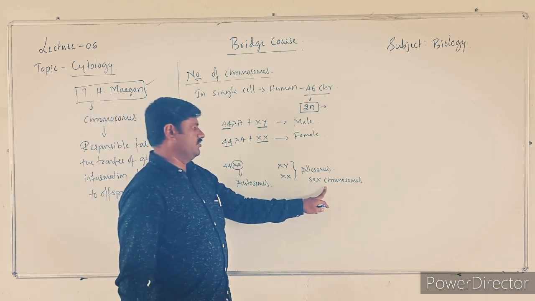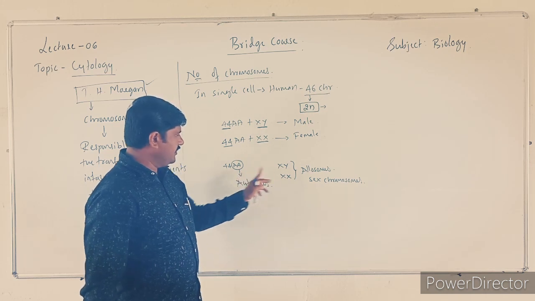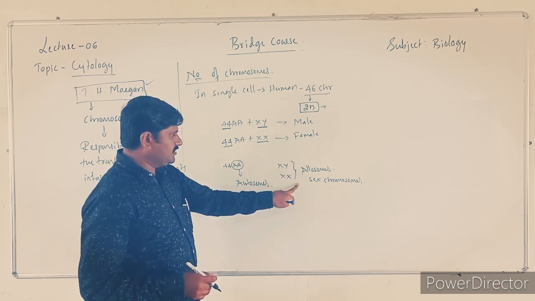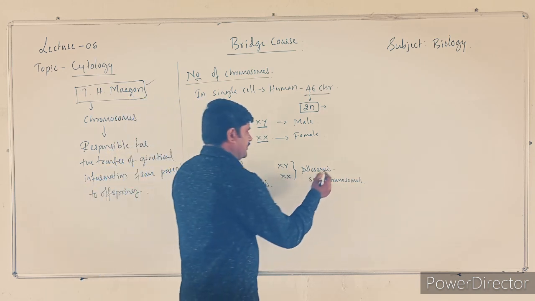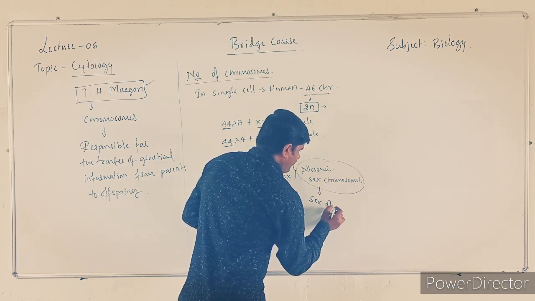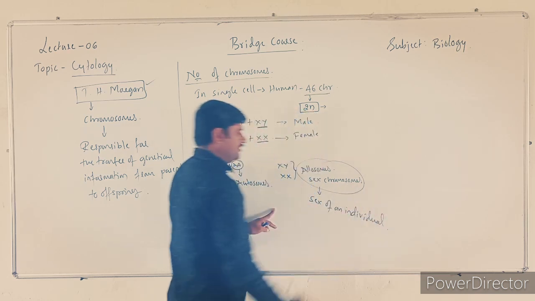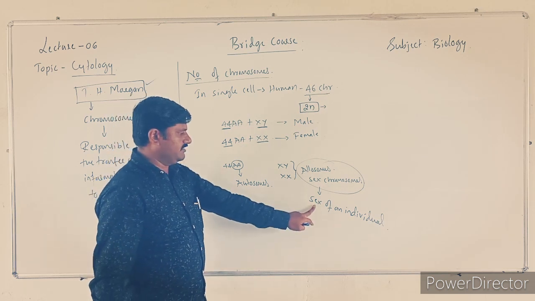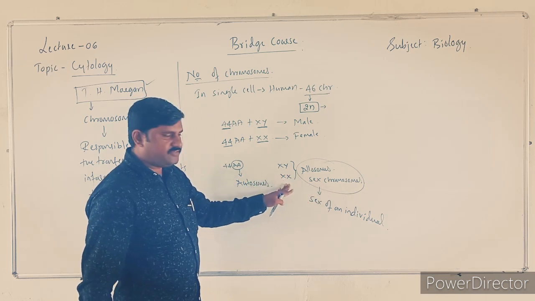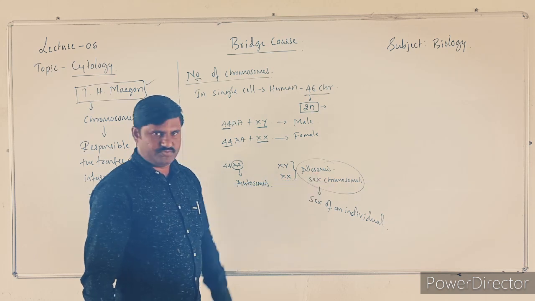Allosomes or sex chromosomes are the two kinds of chromosomes that we come across. One is autosomes, the second one is allosomes. These chromosomes are responsible for the sex of an individual. They decide the sex of an individual, whether the individual must be male or female. It is decided by these allosomes or sex chromosomes.